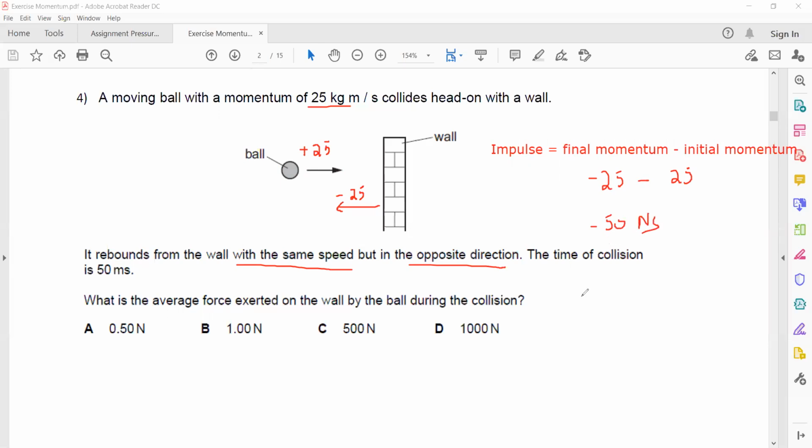But in the question, you need a force. So force is impulse divided by time. Impulse is given as minus 50 and the time is 50 milliseconds, which means 50 times 10 to the power minus 3. So when you solve this, you will get the answer as 1000 Newton. Is it clear?